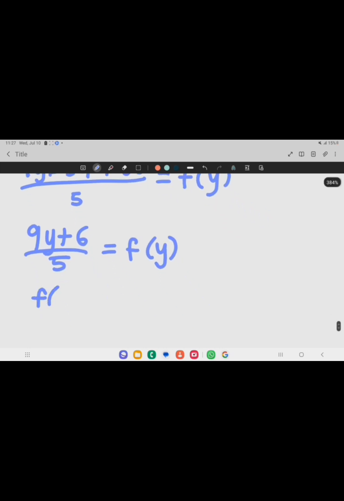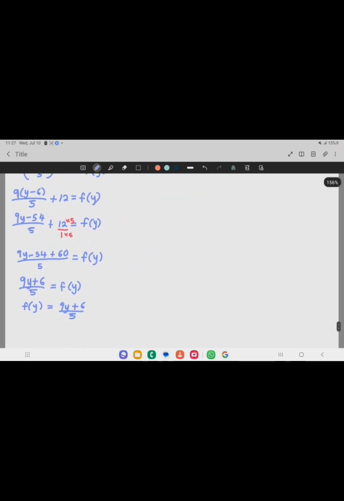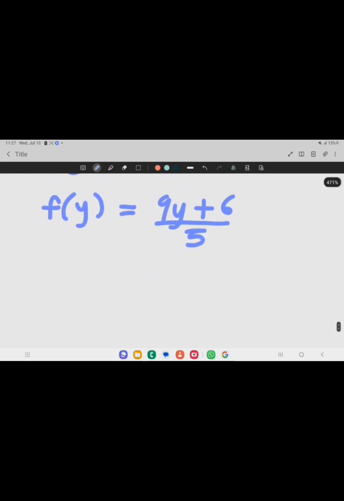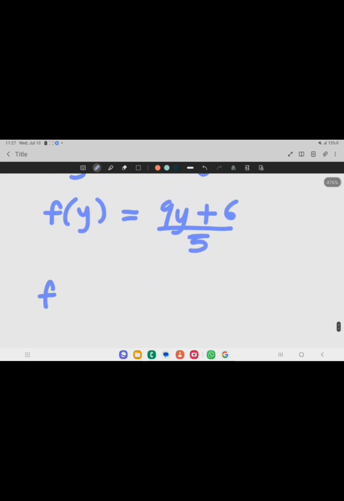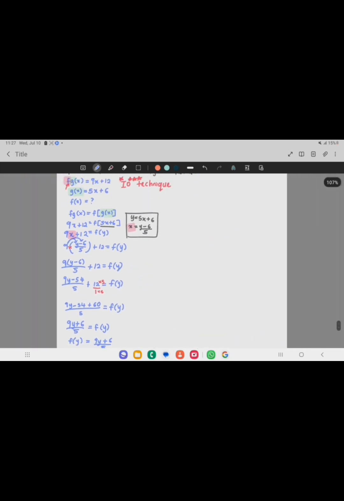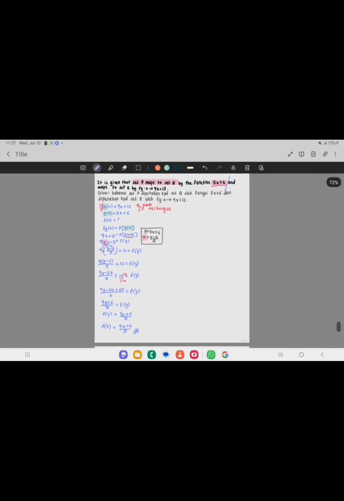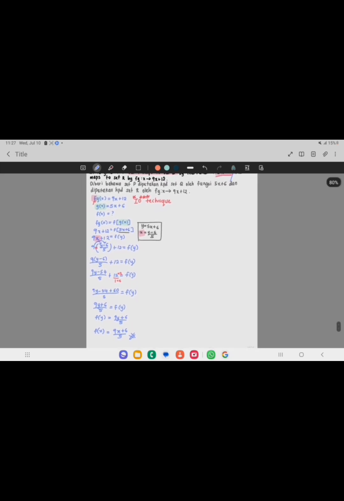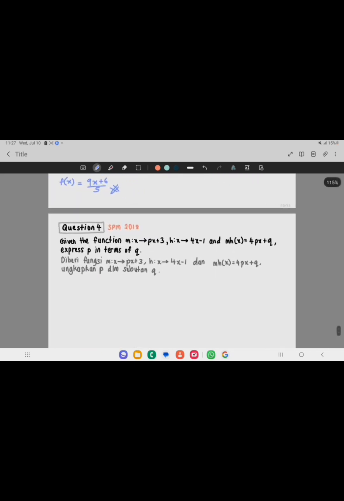So now you got it like this. I'm just going to write it properly. Is this the final answer? No. Why? Because the question doesn't ask us to find fy. The question wants us to find fx. So here you just change the y into x. That's it, this is how to do it. This exact type of question I explained in the previous video, and here I'm just repeating it. So let's move straight into the last question.